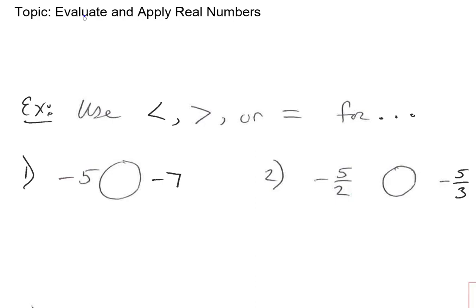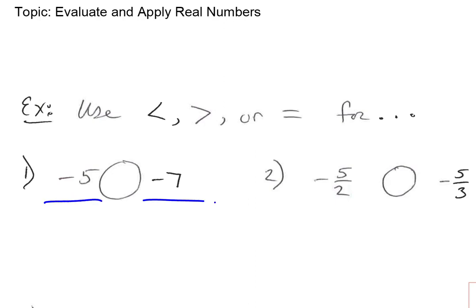This video is about how to evaluate or apply real numbers. We're in the context of beginning or elementary algebra. We're going to start with some examples where we understand inequalities, so less than, greater than, or maybe equal, for the following. Our first example is going to allow us to compare -5 with -7.